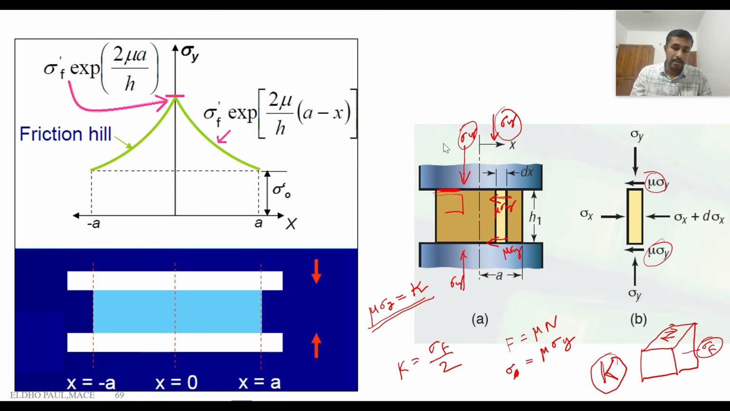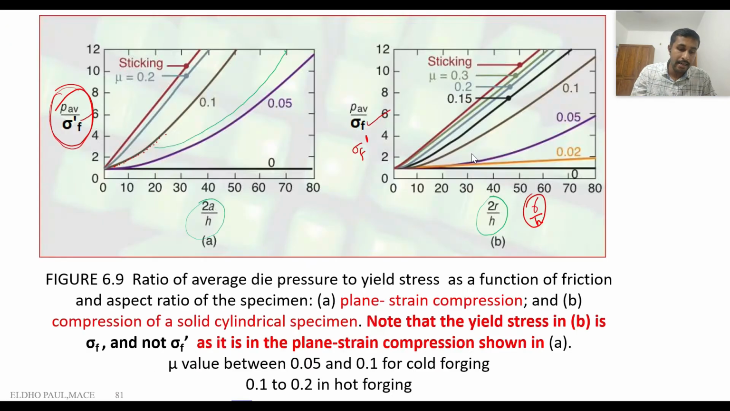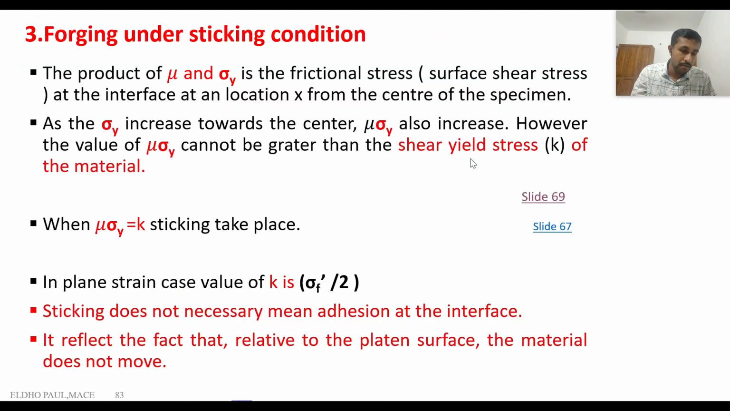Next we are going to analyze the sticking condition. So, forging under sticking condition. Here mu sigma y is the frictional stress acting at the interface between the workpiece and the die. And when we increase the sigma y value, the mu sigma y also will increase. The value of mu sigma y will not be greater than that of the shear yield stress or critical shear yield stress of the material.